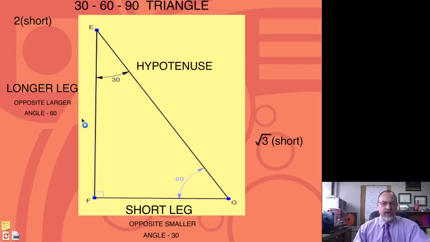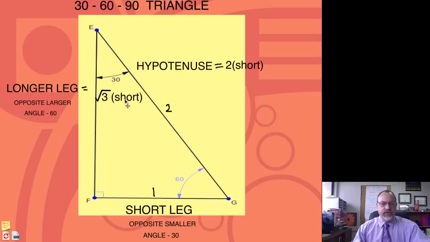Okay, so now that we know that there is a relationship, what is that relationship? And the relationship is this. The hypotenuse is going to be equal to 2 times the shorter leg. So whatever the shorter leg is, and for the sake of what we're doing right now, we're going to give this a length of 1. So the hypotenuse would be 2 times that. So this would be a length of 2. The longer leg then is equal to the square root of 3 times the shorter. Okay, so the square root of 3 times the shorter. So if this is 1, then this will be the square root of 3 in length.